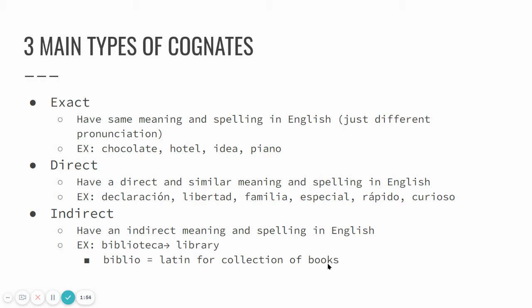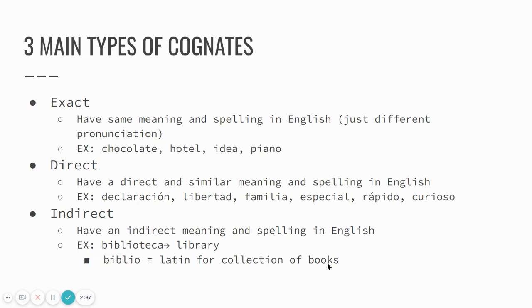Direct cognates have a direct and similar meaning and spelling in English. So when you look at it, you're like, oh, I can kind of work out what this is from one language to another. So we have declaración, which is a declaration, like think of the Declaration of Independence. We have libertad, which is liberty. We have familia, which is family. Especial, which means special. Rápido, which means rapid or quick or fast. And curioso, which is curious.